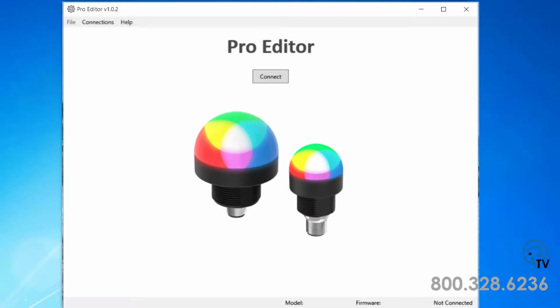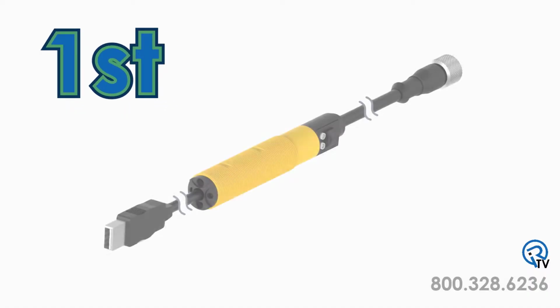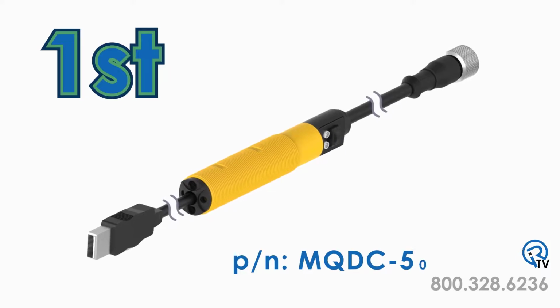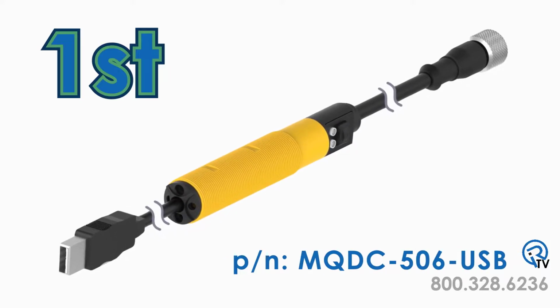What makes this device special is the Banner Pro Editor software that allows you to create custom configurations based on the 5-pin M12 QD input connection. Let's see how this is accomplished. First, be sure you have purchased the programming cable, part number MQDC506 USB. This is required to interface your PC with your light.